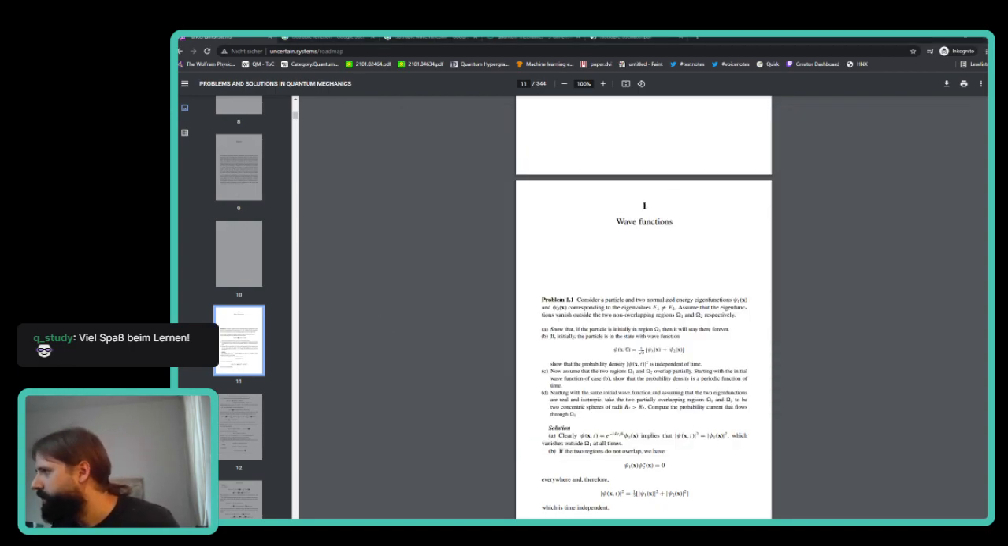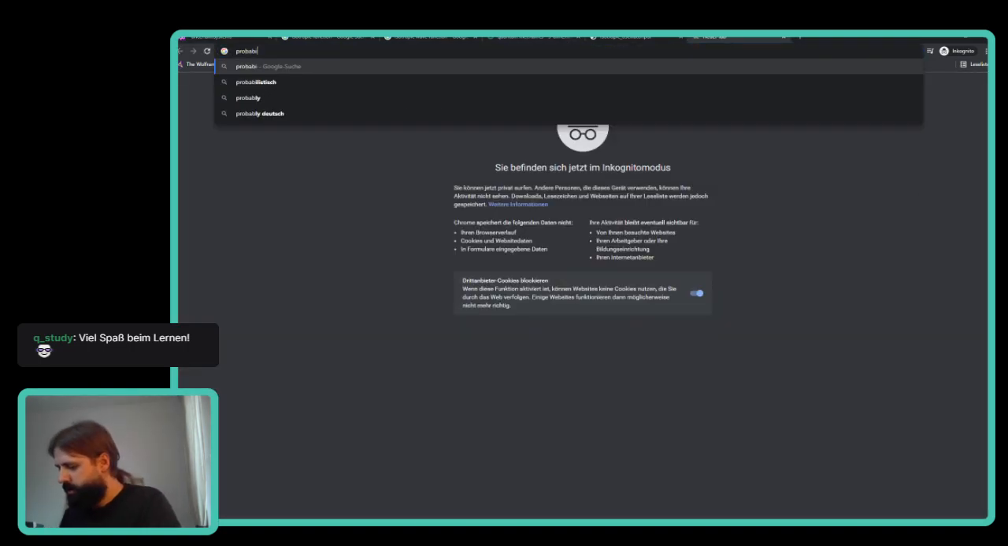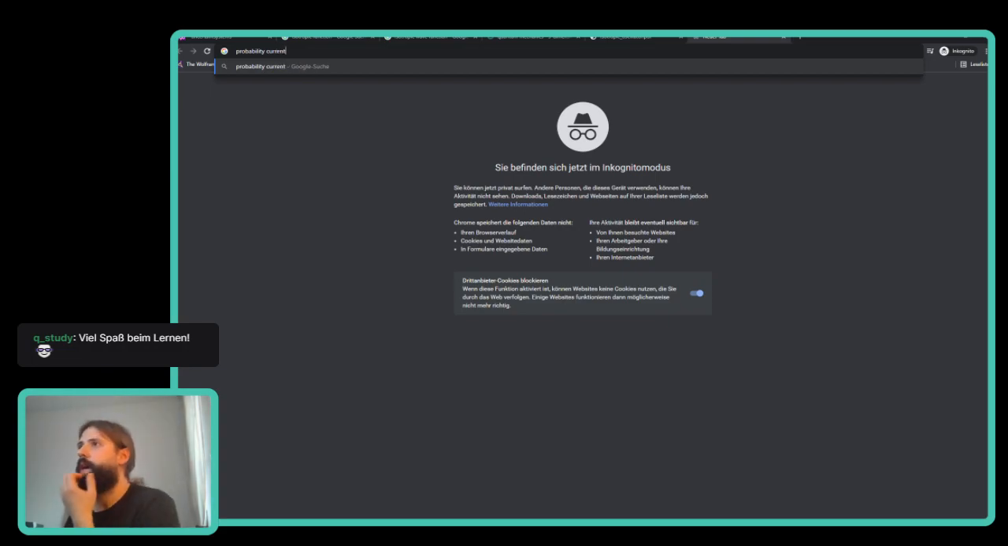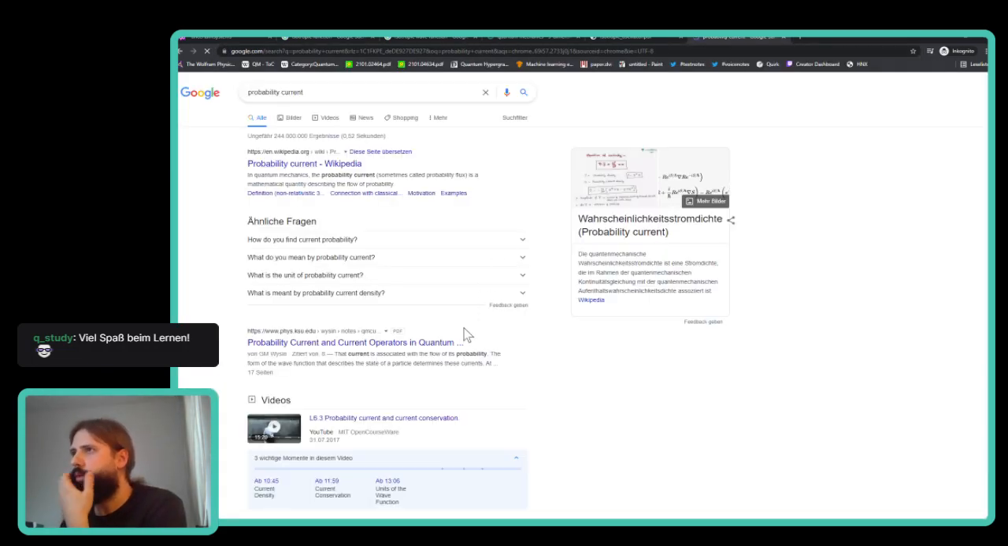But now let's try to understand the probability current that flows through omega 1, through the region omega 1. So this is what's complicated, because the definitions I found were quite mathy.